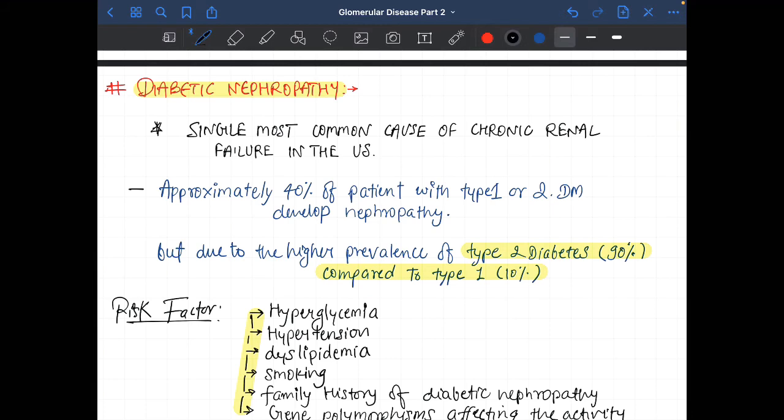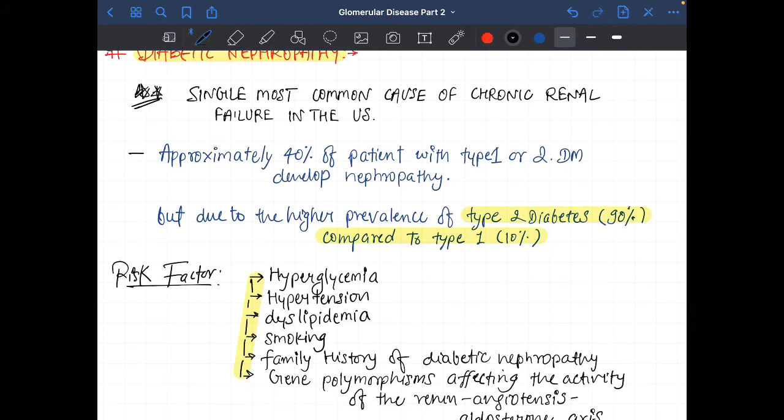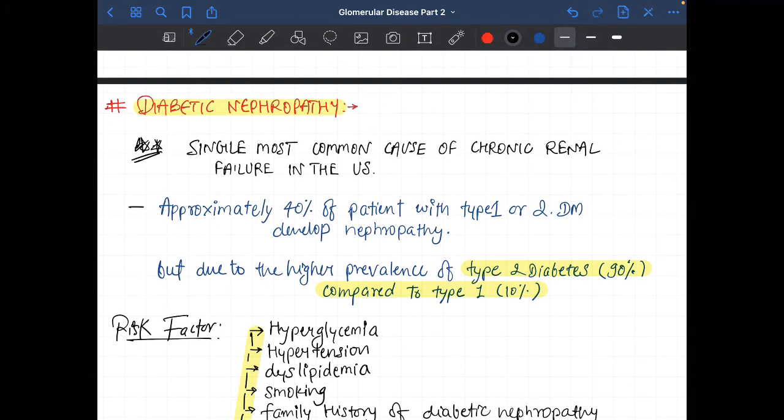Alright, we will talk about diabetic nephropathy. Single most common cause of chronic renal failure in the US. Very important board exam question. Which one is the single most common cause of chronic renal failure? So this is diabetic nephropathy. Diabetic nephropathy, single most common cause of chronic renal failure in the US. Very important question for the board exam.